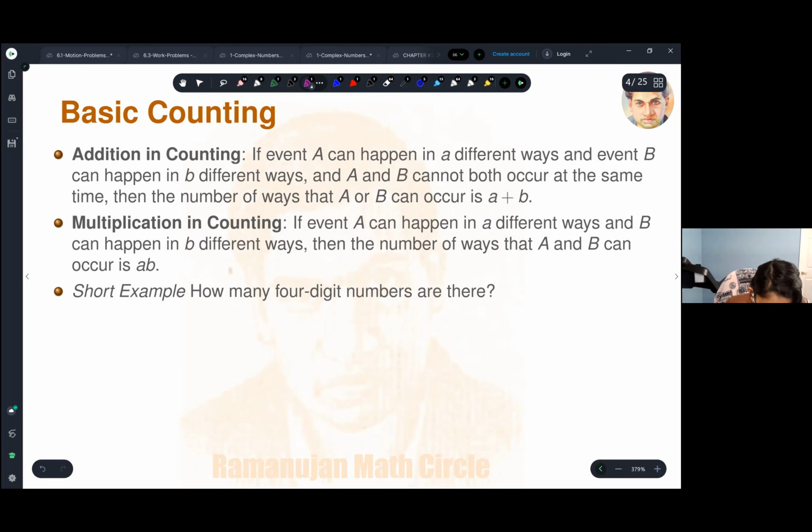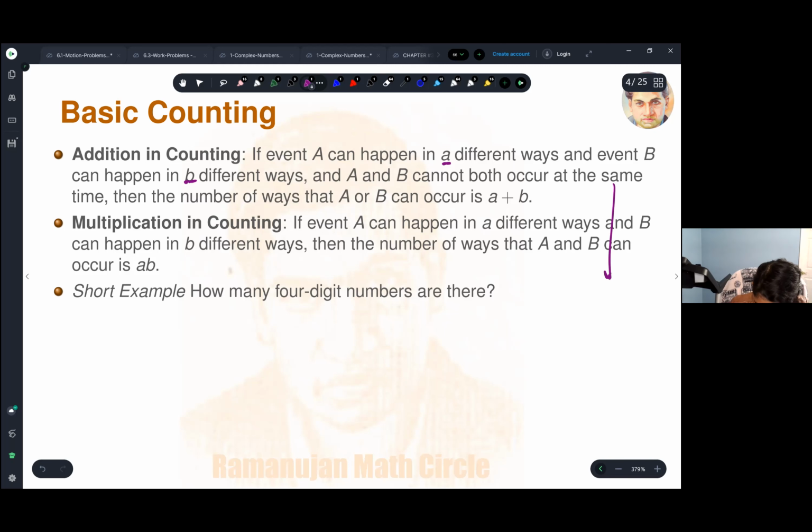Okay, basic counting. So there is an addition principle, or addition counting. The formal definition is: if an event A can happen in A different ways, again, this is a variable, and event B can happen in B different ways, and A and B cannot both occur at the same time, which means they're kind of independent of each other, then the number of ways that A or B can occur is A plus B.